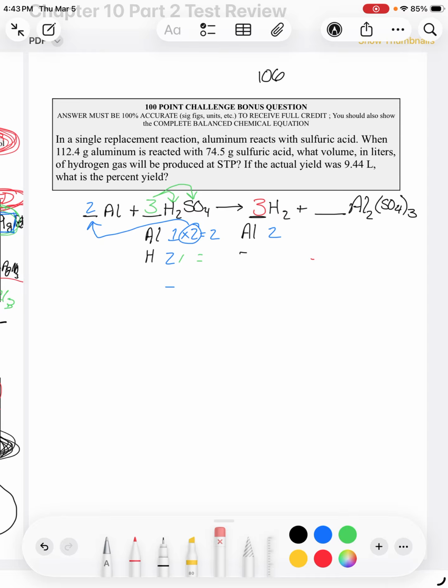So let's get some room out. Clear this out of the way. Okay, here we go.